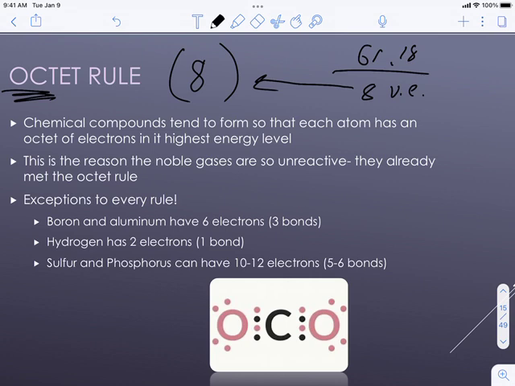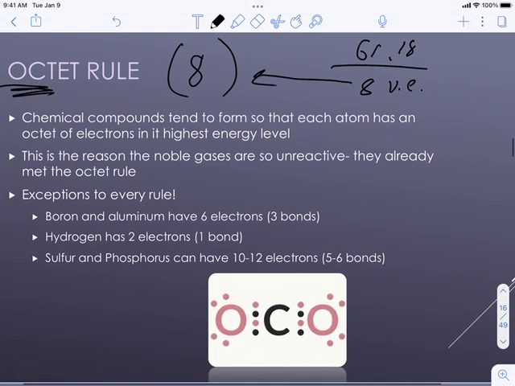Now, there are exceptions to every rule. Some elements are just happy with less than 8. There are some exceptions at the bottom here that you should know because you will see them. This is not an all-inclusive list, though; there are more out there, but we just won't see them often. So examples here, boron and aluminum can have 6 valence electrons. I have 3 bonds there. We're going to see that 1 bond is 2 electrons. So that's why I have 3 bonds. Hydrogen is happy with 2. With 1 bond anyways, it shares 2.